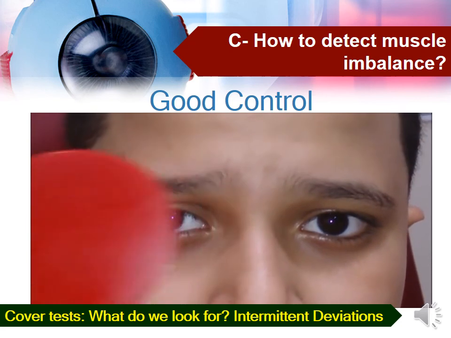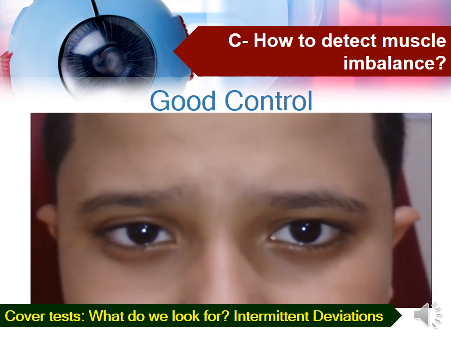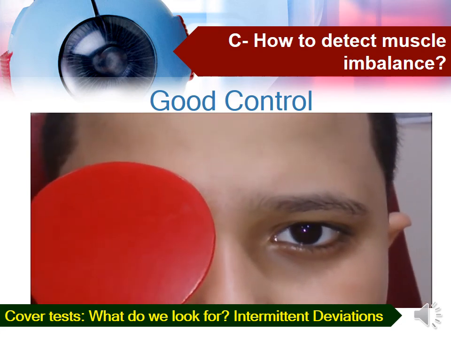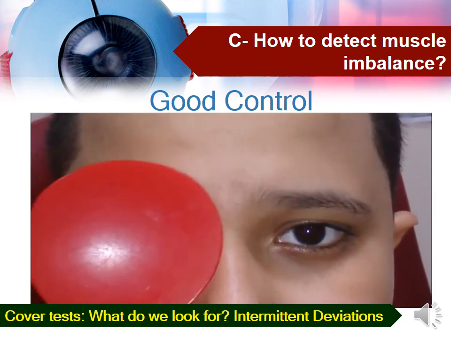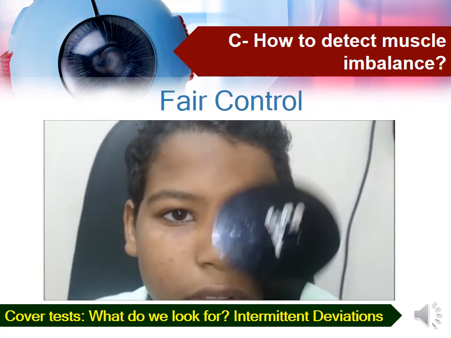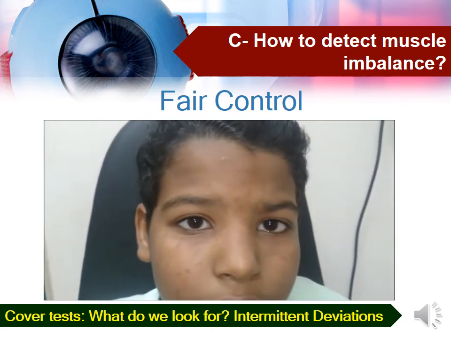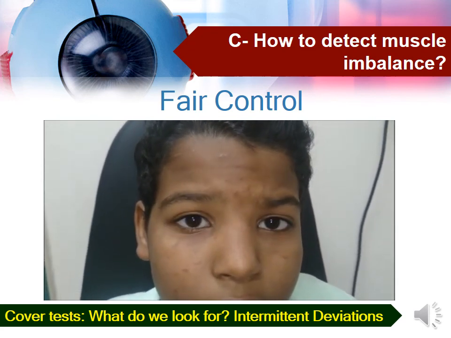In patients with good control, the eye drifts out only on cover, but regains fixation once the cover is removed, without even the patient needing to blink or to look to a near object to regain fixation. It looks very similar to heterophoria, except that perhaps if you ask the patient, the relative will state that the eye drifts out at home without covering. In fair control, the eye deviates out under the cover. However, the patient needs to look to a near object or to refixate or blink in order to regain fixation.